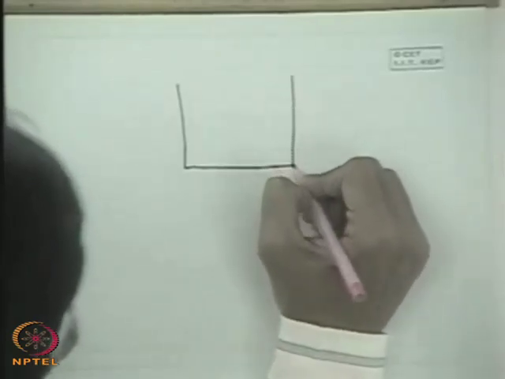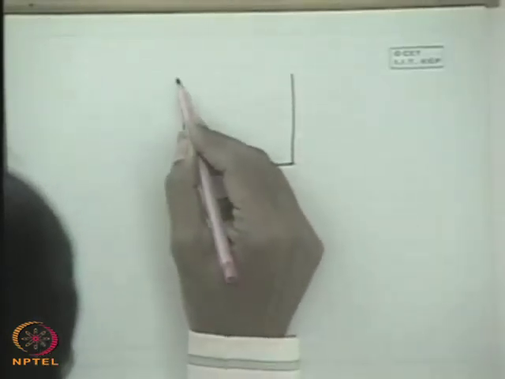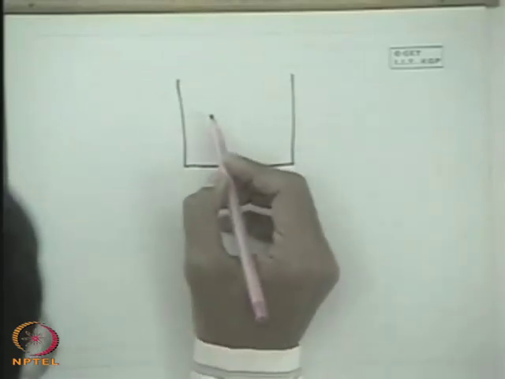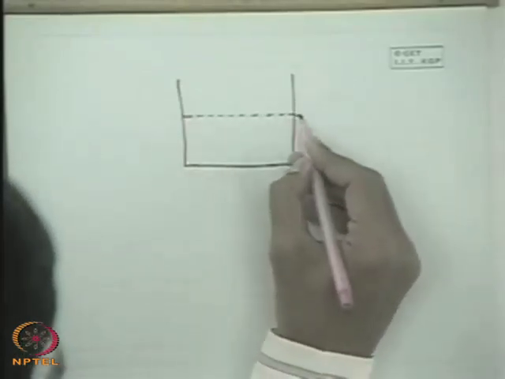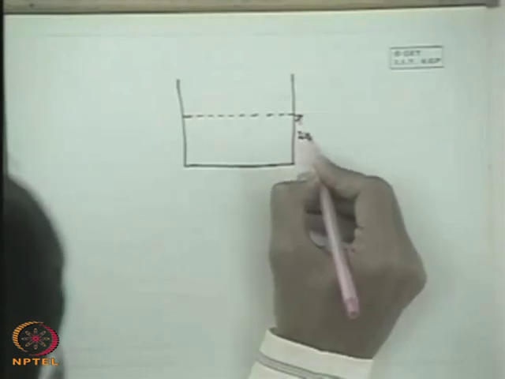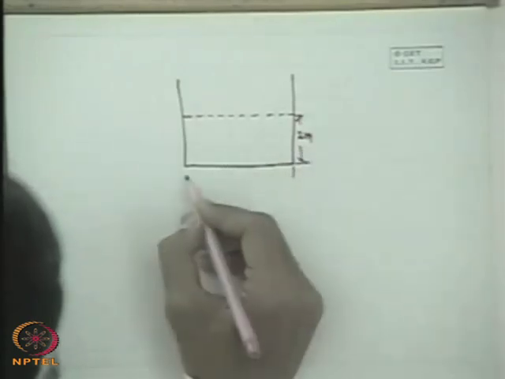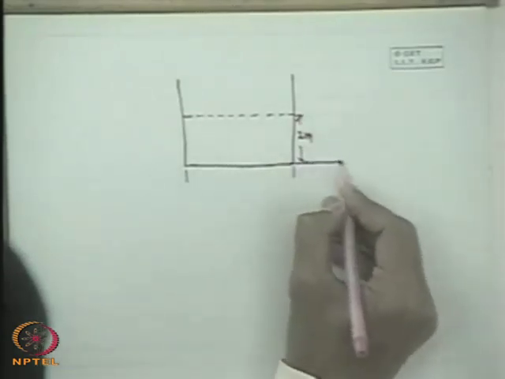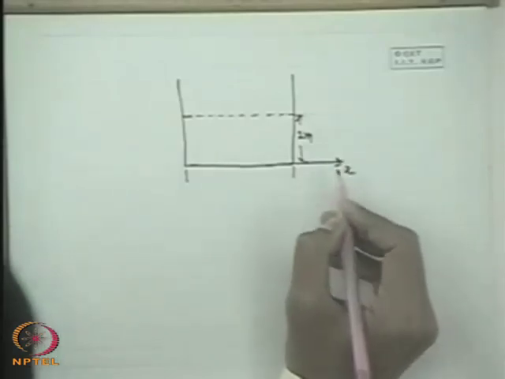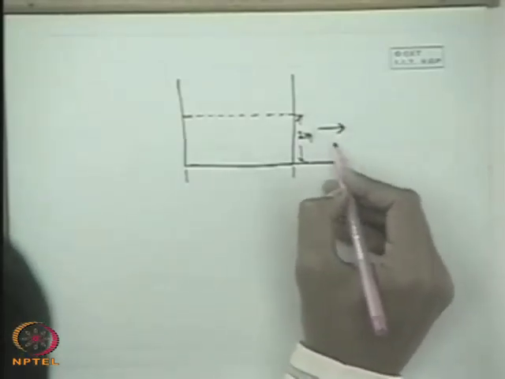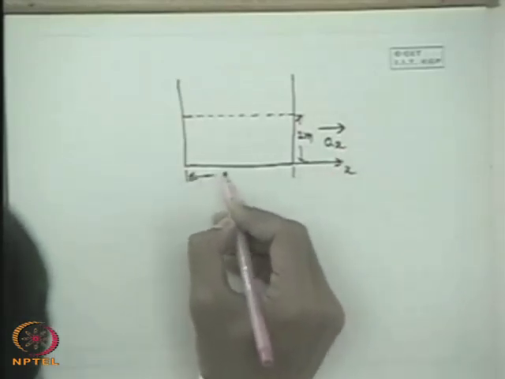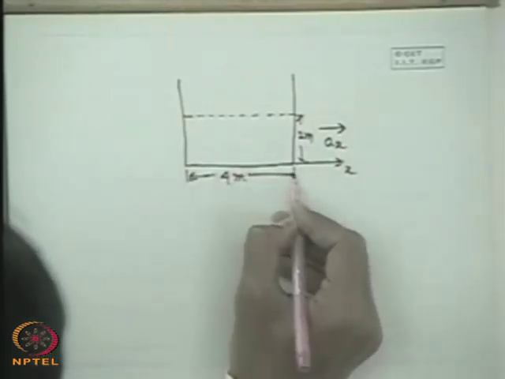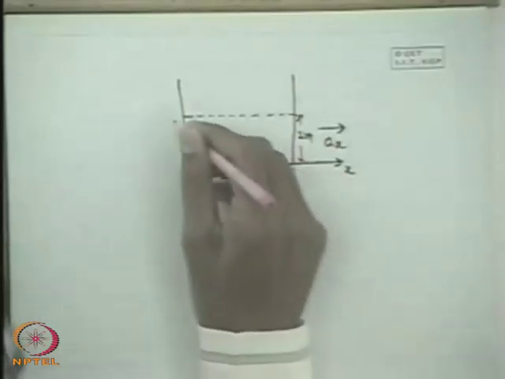This is the problem. That means the initial depth is 2 meter. That means this is 2 meter, which is not required for the first part, but still. This is the x direction. Let us consider this is the x direction. That means in this direction it is accelerated, ax. 4 meter, and 2.5 meter wide, which is perpendicular to this plane.